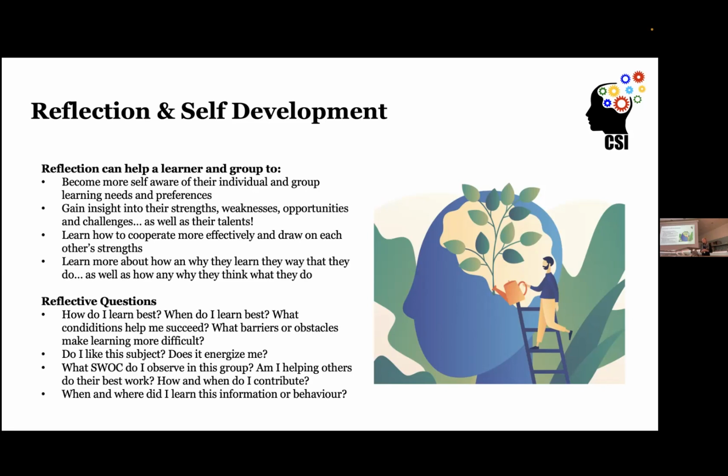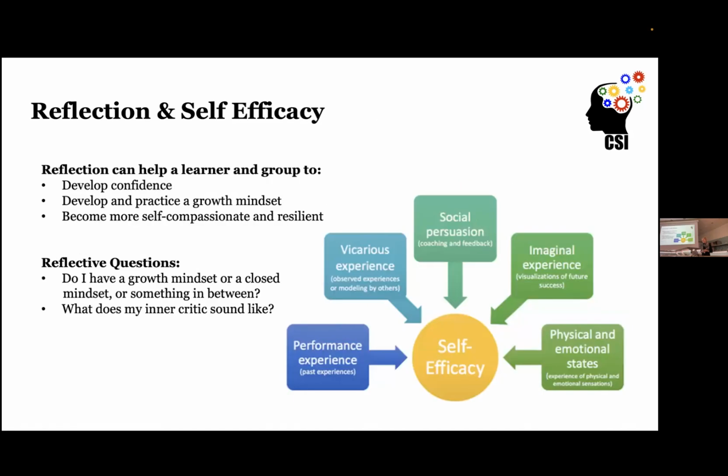Am I helping others do their best work? How and when do I contribute? And when and where did I learn this information or behavior? Things to think about. So building upon that, our last one is about reflection and self-efficacy. So reflection can help us develop confidence. It can help us practice a growth mindset, and is something that can help us become more self-compassionate. And as we become more self-compassionate, we become more resilient, more likely to overcome failures, more likely to see failure as an opportunity for growth as well.